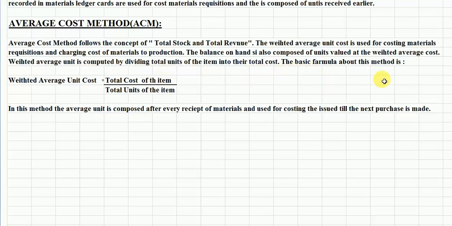The basic formula for this method is: weighted average unit cost is equal to total cost of the item divided by total units of the item. In this method, the average cost is computed after every receipt of materials and used for costing the issues till the next purchase is made. Students, this is the explanation of the moving average cost or average cost method here. Now we move to the main slide.